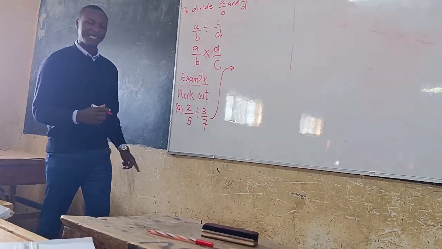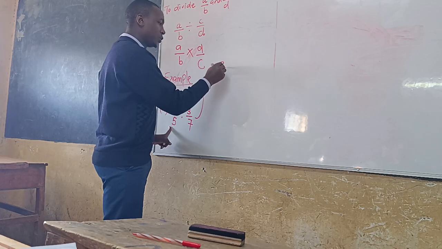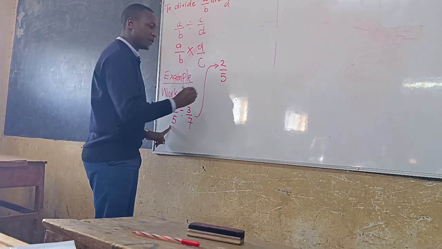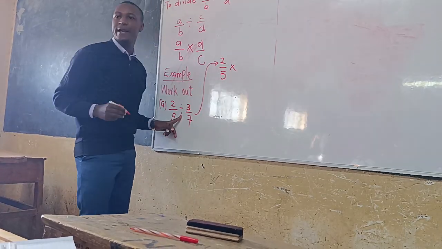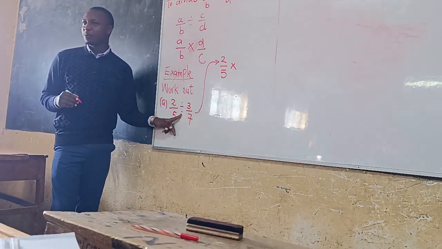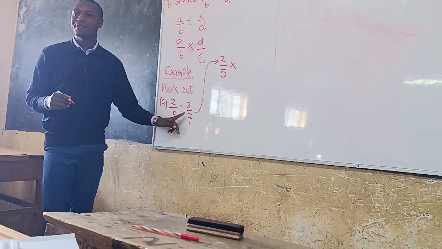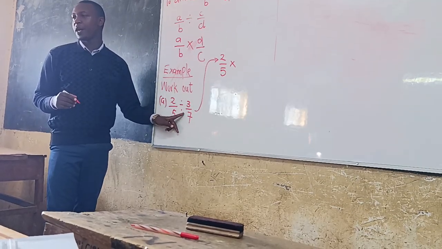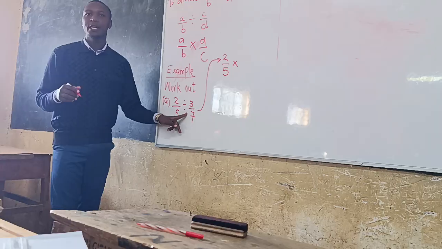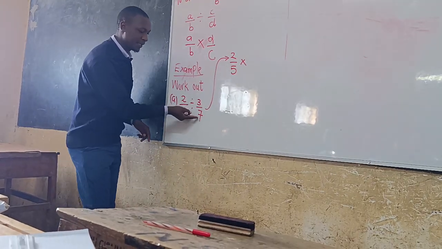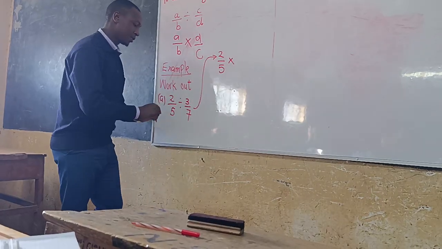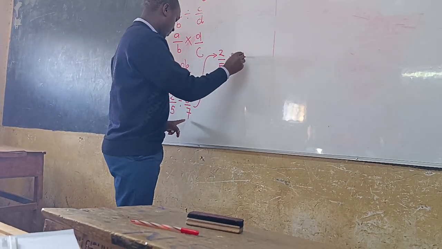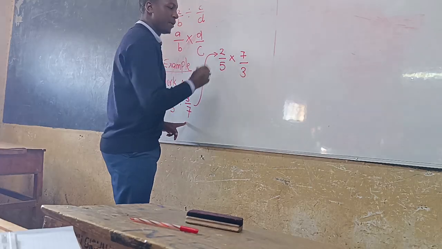To do this, remember, first of all we write the first fraction, which is 2 over 5, and then this division we change to multiplication. The moment we change it to multiplication, we have to do something to the second fraction. We find what? Yes, the reciprocal. The reciprocal means this coming up and this going down. You invert. So this is going to be 7 over what? 7 over 3.